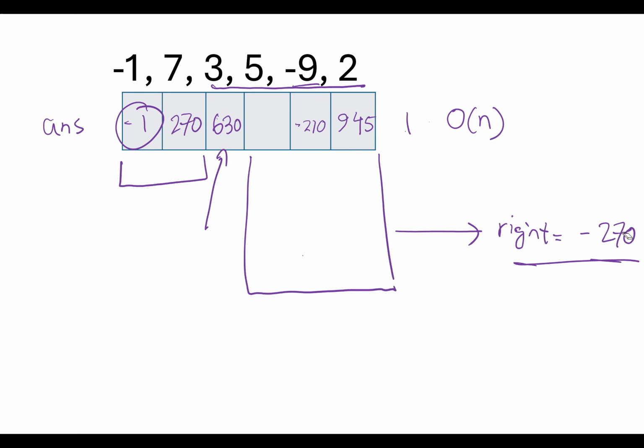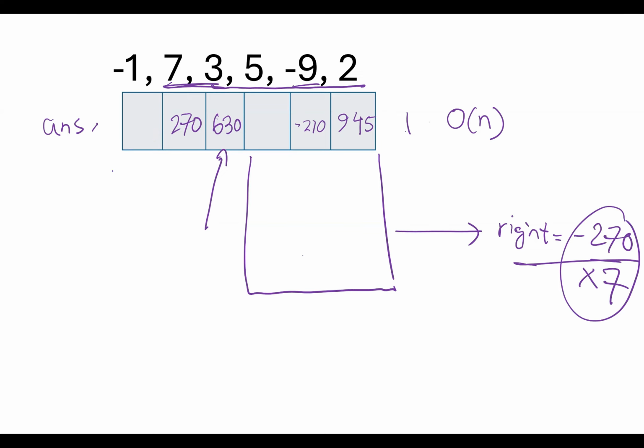Next, minus 270, this one now right includes this into 7. Let's put a left 1 in the left, or what we can do is once we reach here, I can just take only the right. So this is going to be minus 270 into 7. Got it? Okay, so that's it. Let's go and check the code.